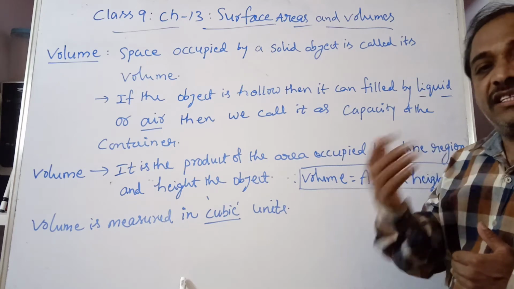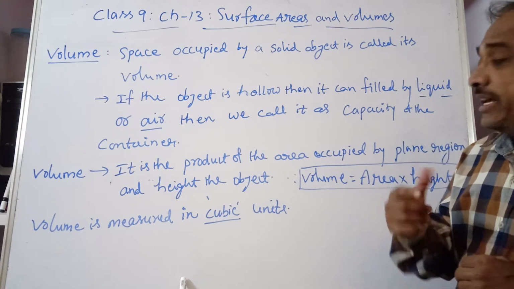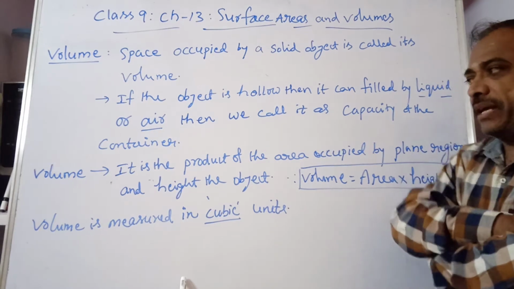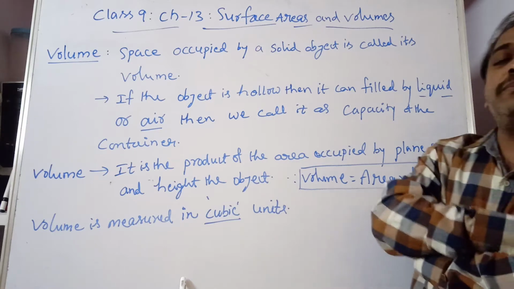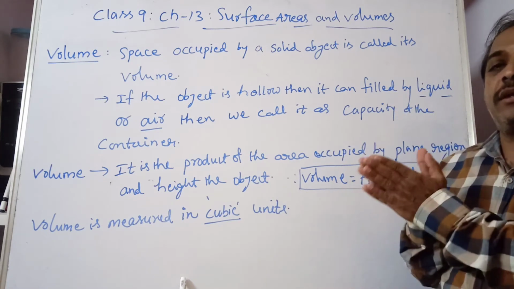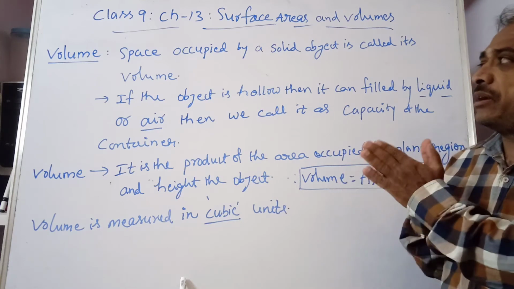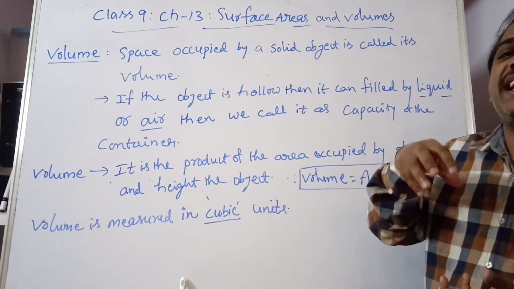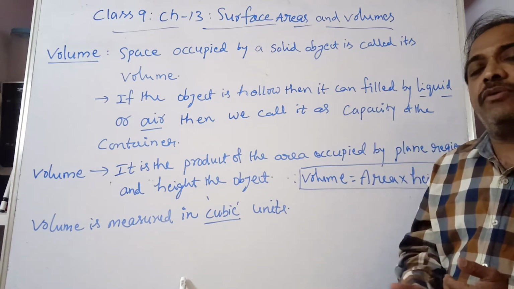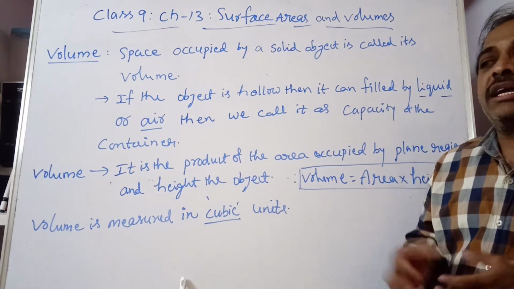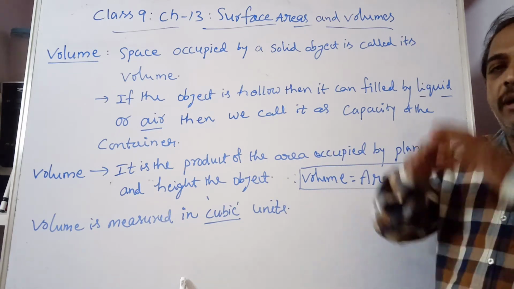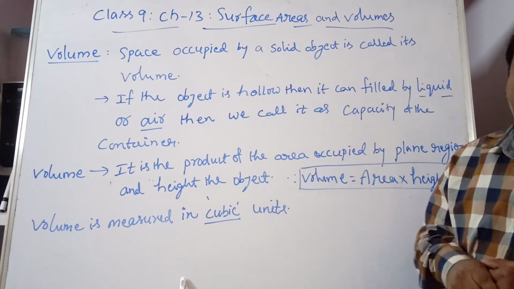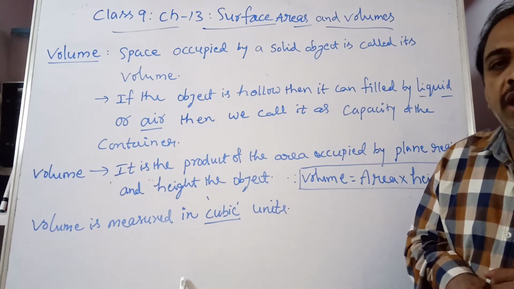In another term, we call it capacity. And volume is the space occupied by a solid object. If it is hollow, it can hold something inside it, maybe air or water, any liquid, or other objects which we can put inside a big carton, arranging all the small boxes. What it can hold inside it is called its volume.